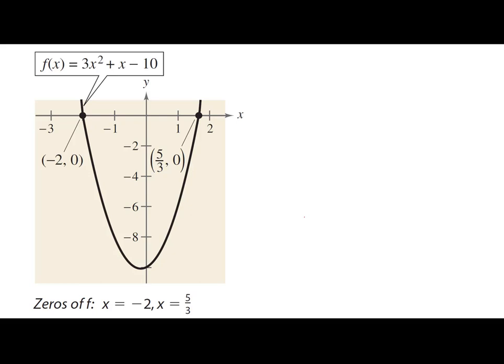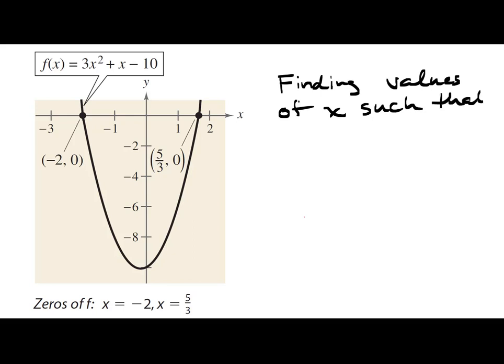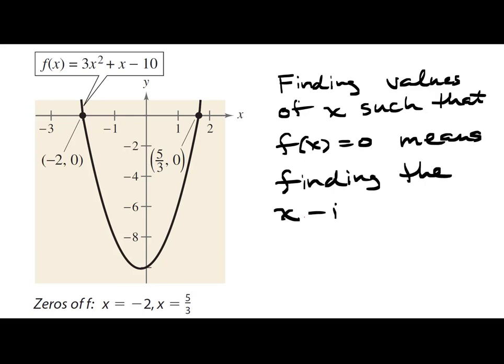What does zeros mean? And the intercepts, which ones? Cool, here it is, guys, real quick. So finding values of x such that f of x equals 0 means finding the x-intercepts. We good?